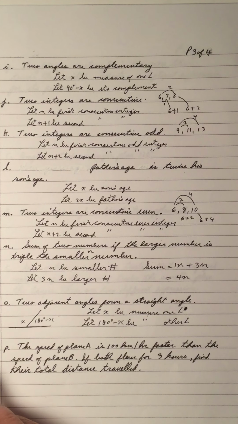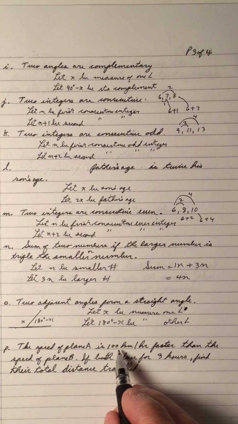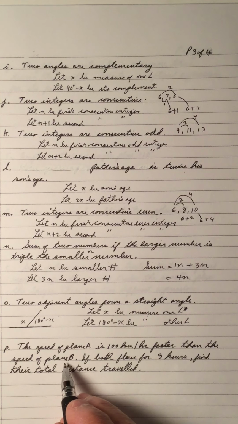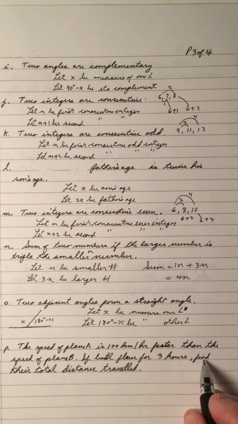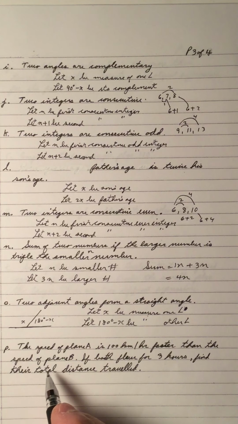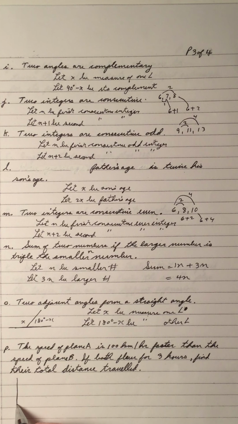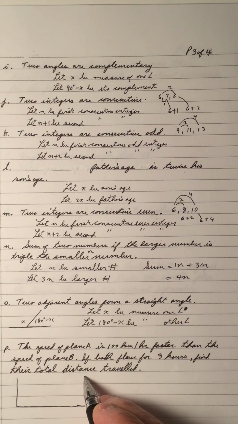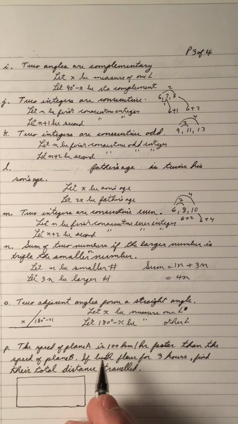So similar to supplementary, they add up to 180. The speed of plane A is 100 kilometers an hour faster than the speed of plane B. If both flew for 3 hours, find the total distance traveled. Well, this one also can be done in the form of a box. You get used to these when you do some word problems on distance and age.